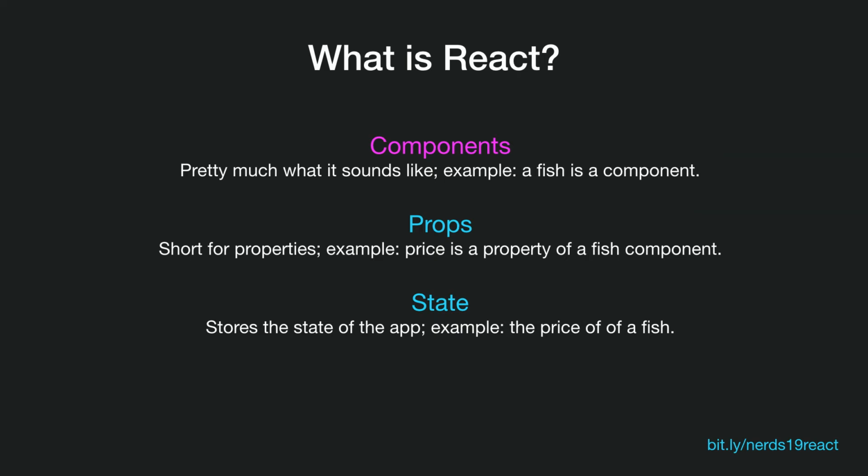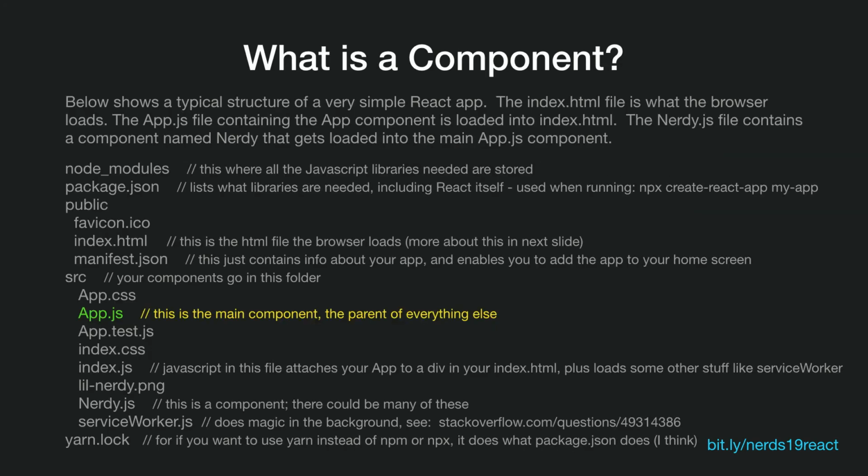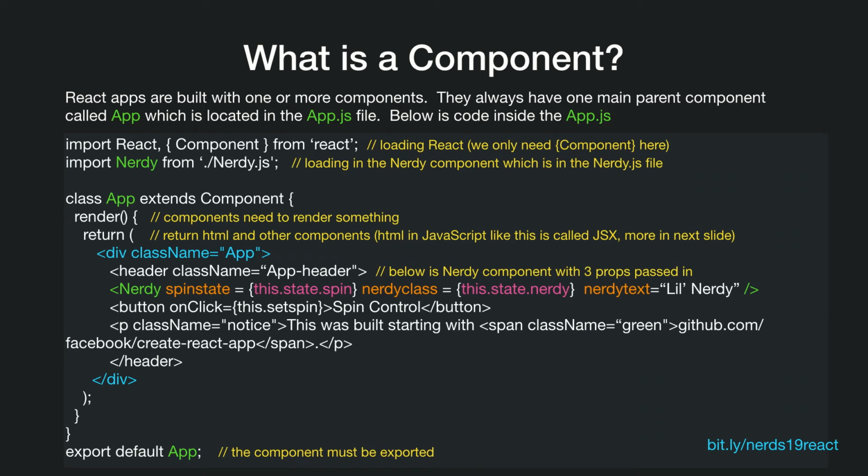So let's look at what a component looks like. Pretty much all React apps have a parent component, and it's called app.js. I don't think you have to call it app.js, but I think everybody does, and I would just leave that alone. So the main parent component is app.js. If I look inside that, it looks like this.